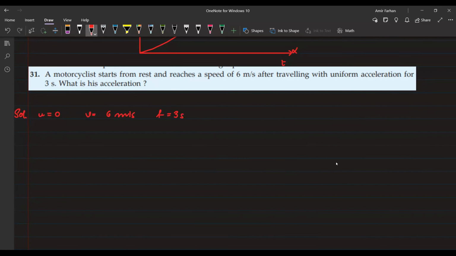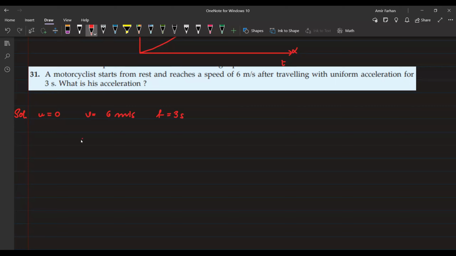One more thing. This says uniform acceleration, so it means the acceleration is constant. If this word is not written, you have to assume that the acceleration is uniform, because non-uniform acceleration is not in your syllabus.